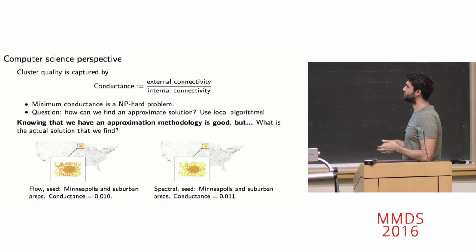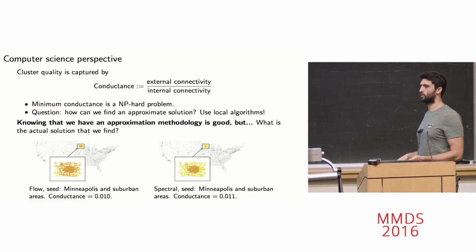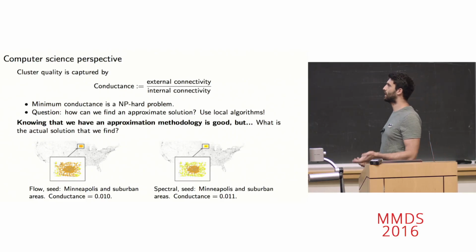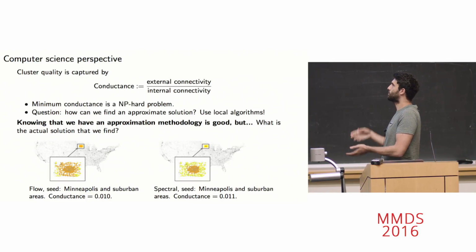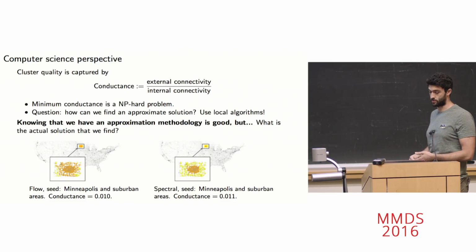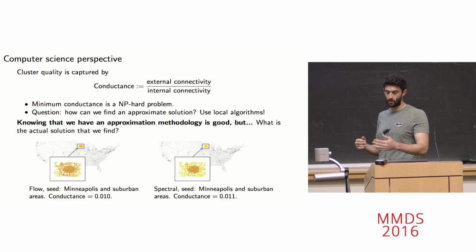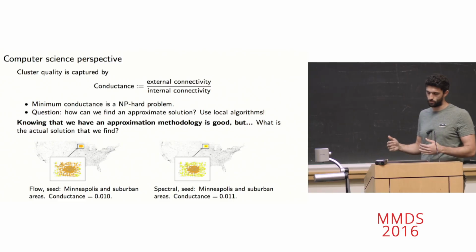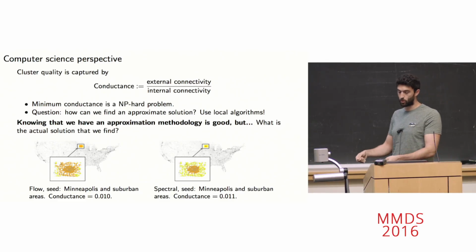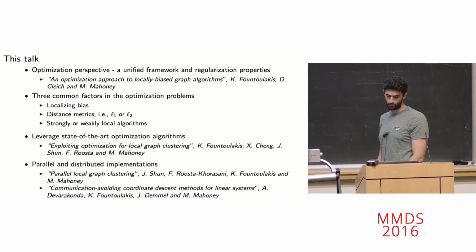So what is best? I don't know, maybe if you ask the computer scientist, they will tell you the one that gives you the best conductance is the best cluster. If you ask the practitioner, maybe they will tell you that Minneapolis, the right algorithm, is the best. So that really depends on you, but it just shows that the relaxation from the NP-hard problem to the relaxed problem actually imposes some properties in the solution, and this is what we are trying to figure out by the optimization perspective.